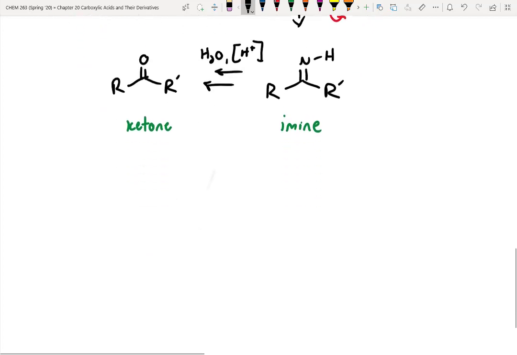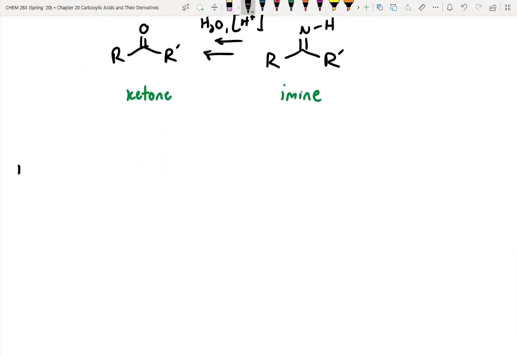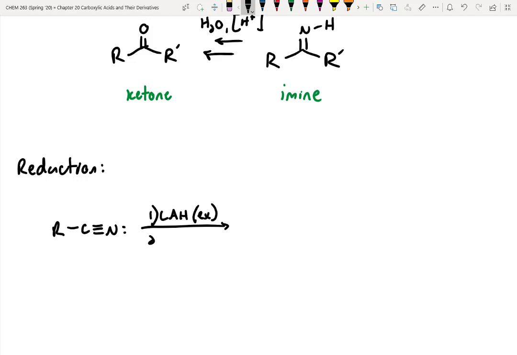All right, the last one I wanted to cover are reductions. And luckily, the reduction reactions are pretty similar to what we saw with amides. And you need a strong reducing agent for this reduction. So we're going to use LAH in excess, followed by an aqueous workup. And when we do this, we're going to get a new amine.